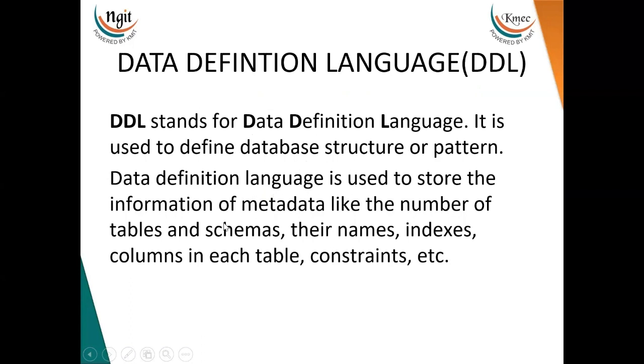And mainly it is used to store the information of metadata. What is metadata? Metadata is the data about data. Metadata is defined as the data about the data. Like we have the number of tables and the schemas. Tables in relational model is known as a relation, and schemas is something which is going to define the structure of the tables and their names, indexes, column of each table, and the conditions that you impose on every table when it is constructed or when it is created.